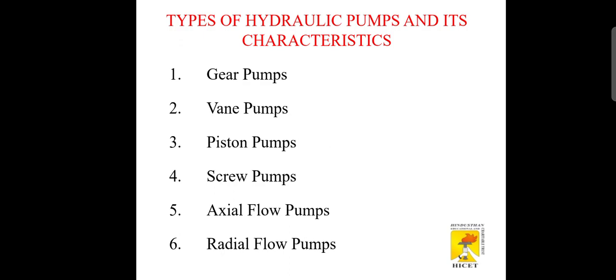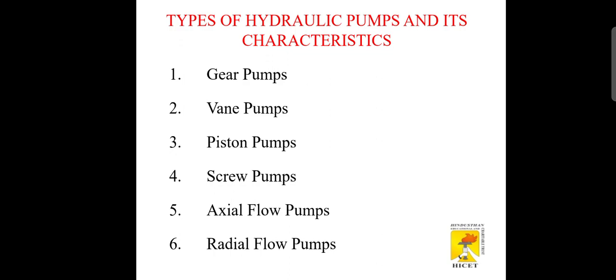Next, vane pump. Vane pumps work on the principle of vanes. The vanes are mounted on a rotor that spins within a cam ring. Centrifugal force causes the vanes to extend and retract, trapping and displacing the hydraulic fluid. The main characteristics of the vane pump are efficiency and the ability to handle low to moderate pressure. So mostly the industries prefer vane pumps.